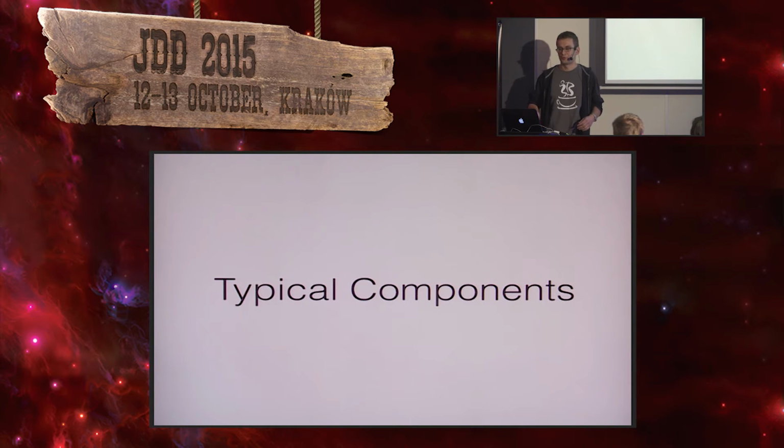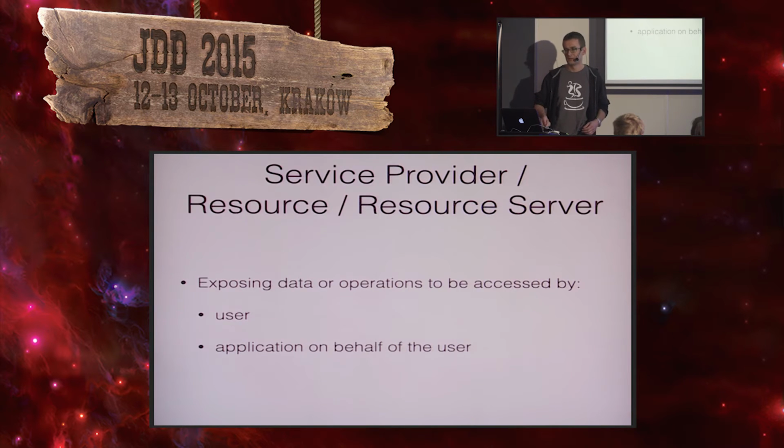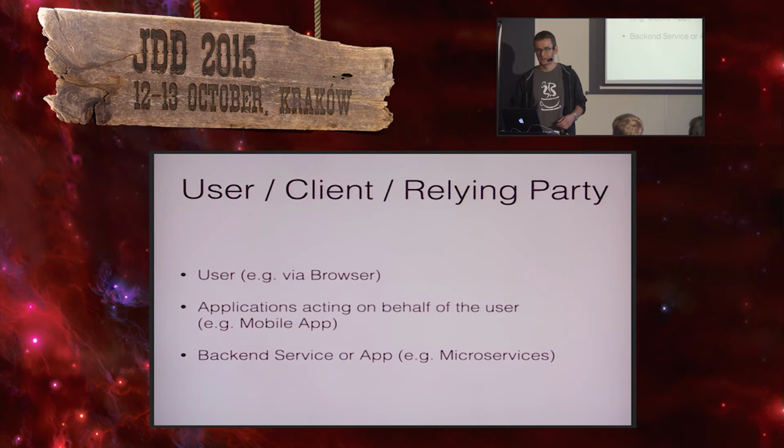So the typical components which you witness are the identity provider or authorization server, depending on the specification. The place which stores user data, performs authentication, issues and verifies and revokes the token. Then you have the service provider or resource owner, so you, basically. Someone who owns the data and exposes endpoints, so an API usually, to access it or perform some operation on it. And then the user, client, relying party. So you, via the browser or some application you configure to do something on your behalf.